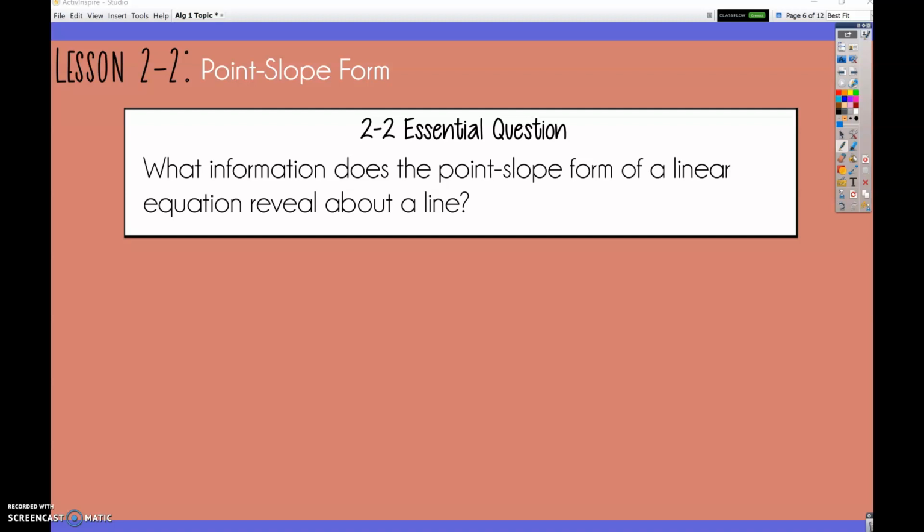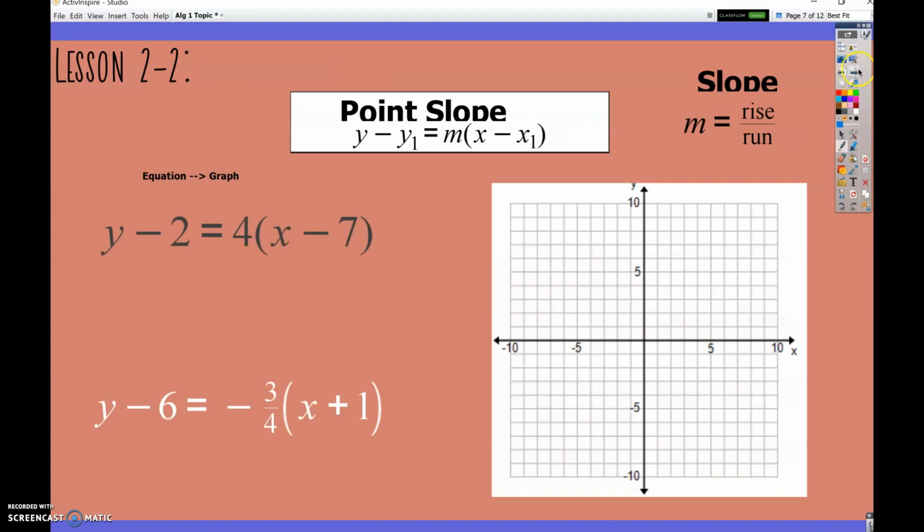In Lesson 2-2, we're looking at the equation for a line in point-slope form. Again, we're going to look at special information that's visible in point-slope form. The reason it's called point-slope form is just that. Here we see our m, again, that's the slope part, and the point comes from the fact that we have a y and an x, or if you will, the x and the y that make up a point.